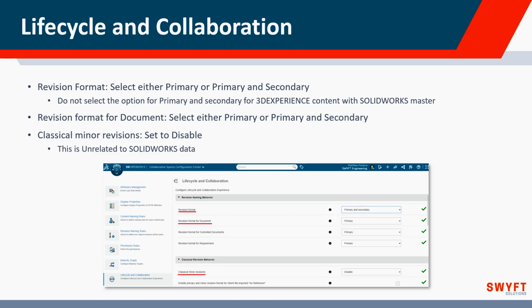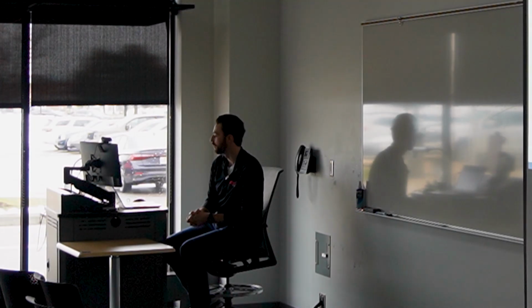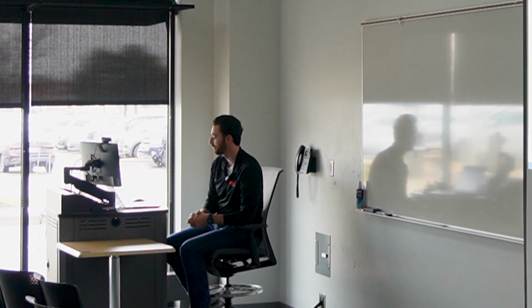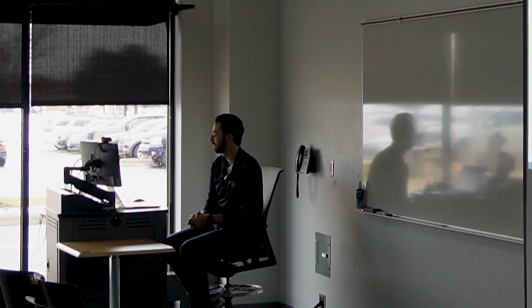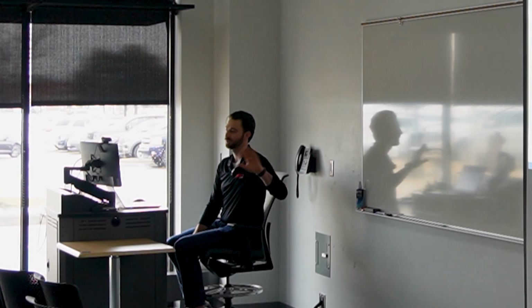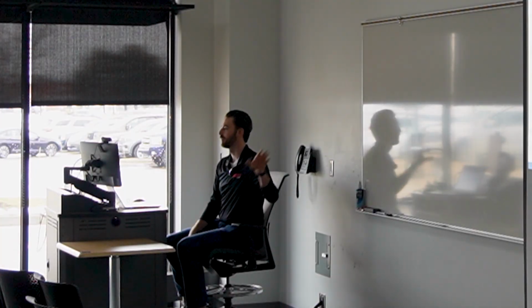Then we have our lifecycle and collaboration tab. This is where you go if you want to have a secondary, so .1, .2, .3. So that revision format, if you want a primary and secondary, you can have that option there. If you want to do the same for documents, non-CAD documents, in other words, you can. And then classical minor revisions, that's tricky. It's not for SOLIDWORKS data, so ignore that one. Leave that one as disable, more as a disclaimer.